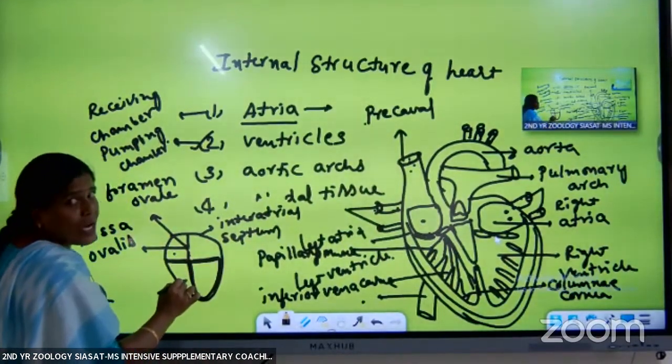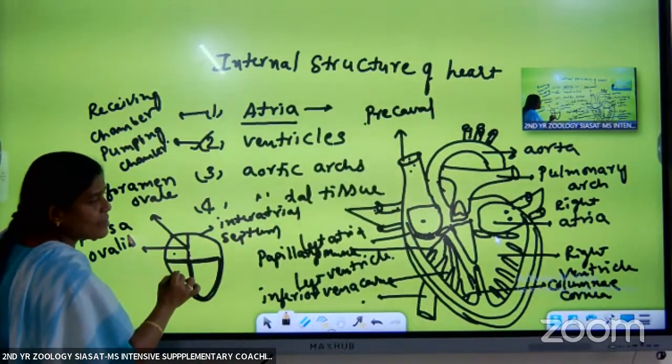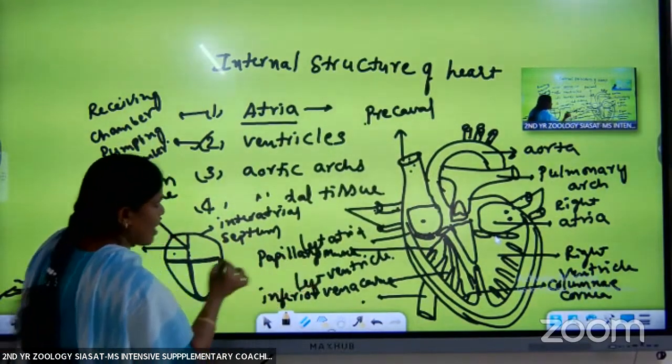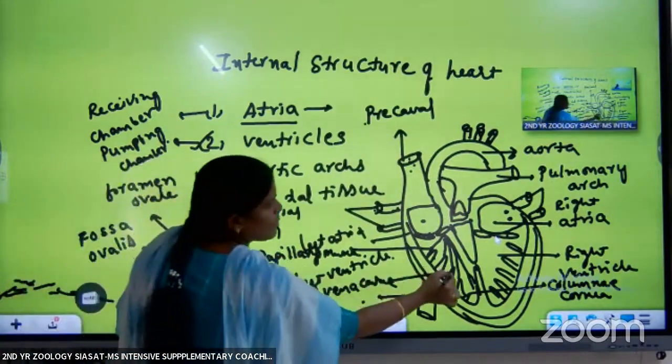Next, this one is about the ventricles. Ventricles are muscular. They have ridges. The longer ridges we call the papillary muscles.